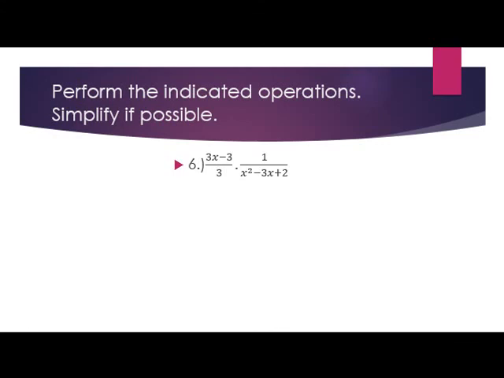Let's factor a 3 out of the numerator of the first fraction and then factor the denominator of the second. I'll cancel the two 3s and the x minus 1, and I'm left with just 1 over x minus 2. Remember, if everything cancels in the numerator, you have to put a 1 there.